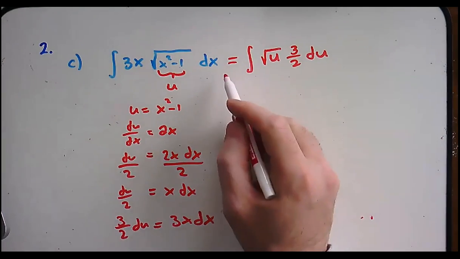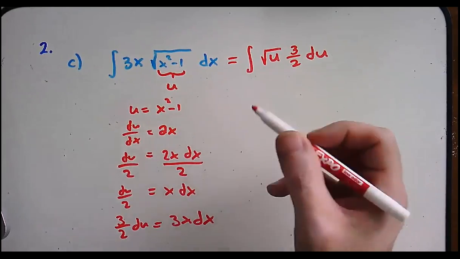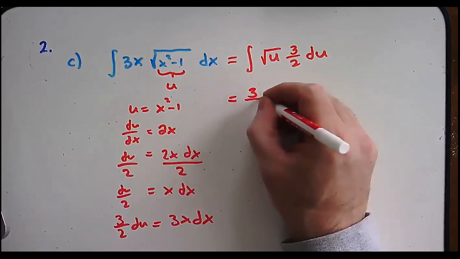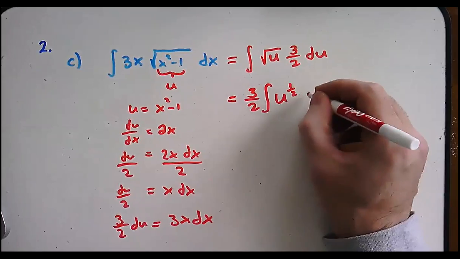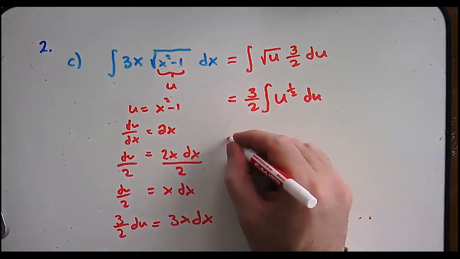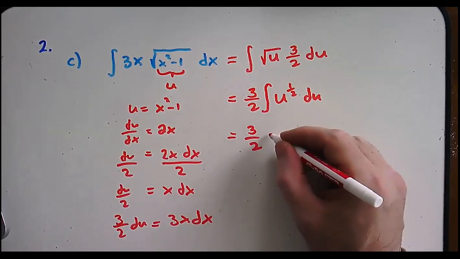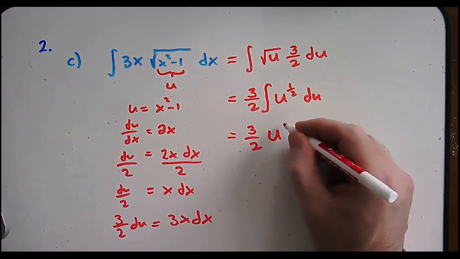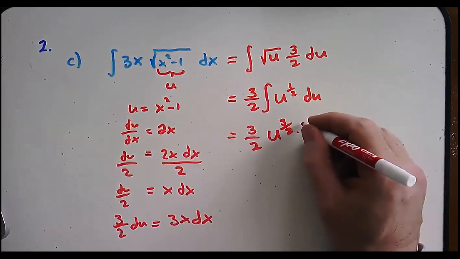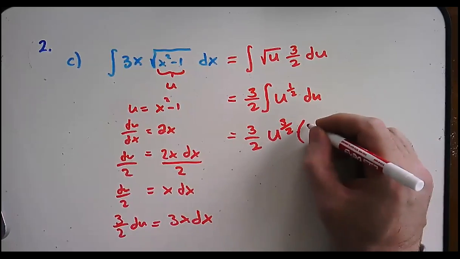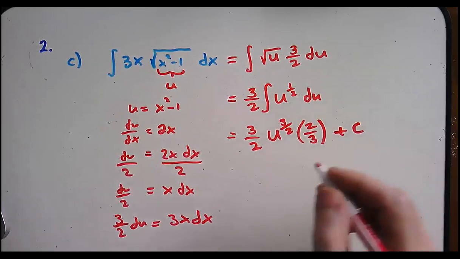Okay, so I've now rewritten my integral in terms of u. It looks a little bit simpler here. I can factor that 3 halves out in front. So 3 halves times the integral of u to the 1/2 du. And now I'm ready to take an antiderivative. So 3 halves, power of u will increase from 1/2 to 3 halves. And then when we do that, we also have to multiply by the reciprocal of that new power. So we multiply by the reciprocal of 3/2, which is 2/3, and add a constant.